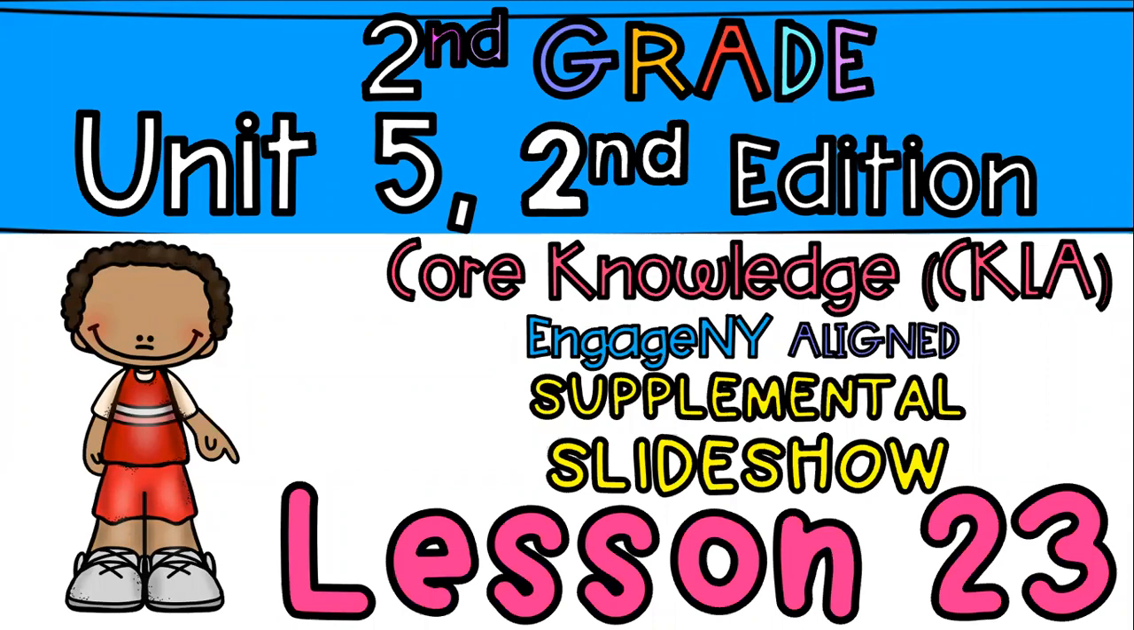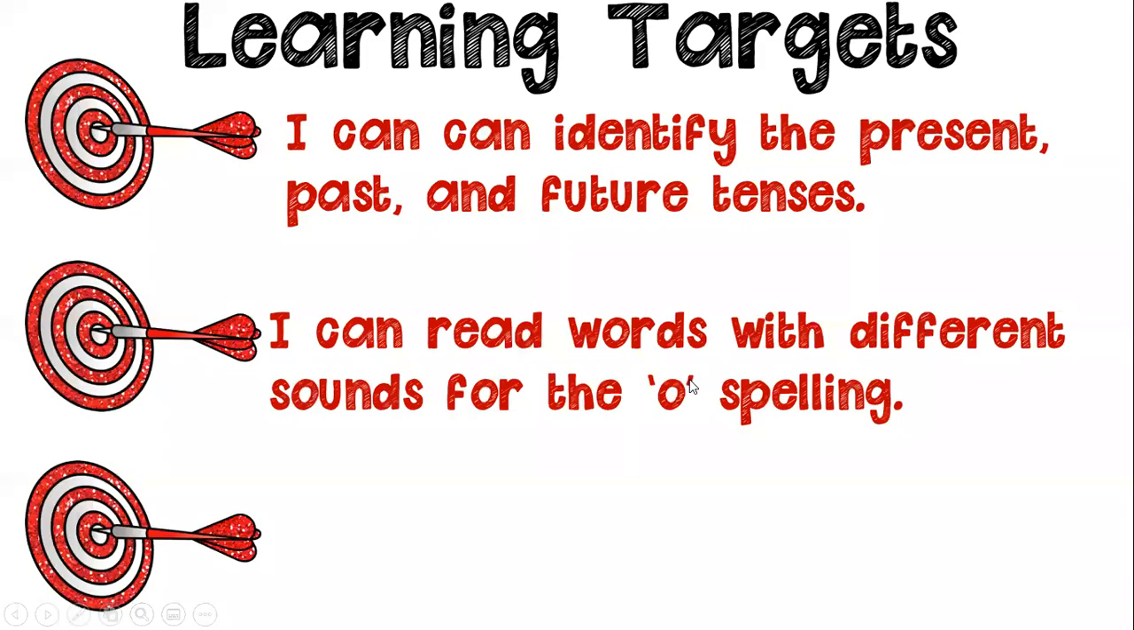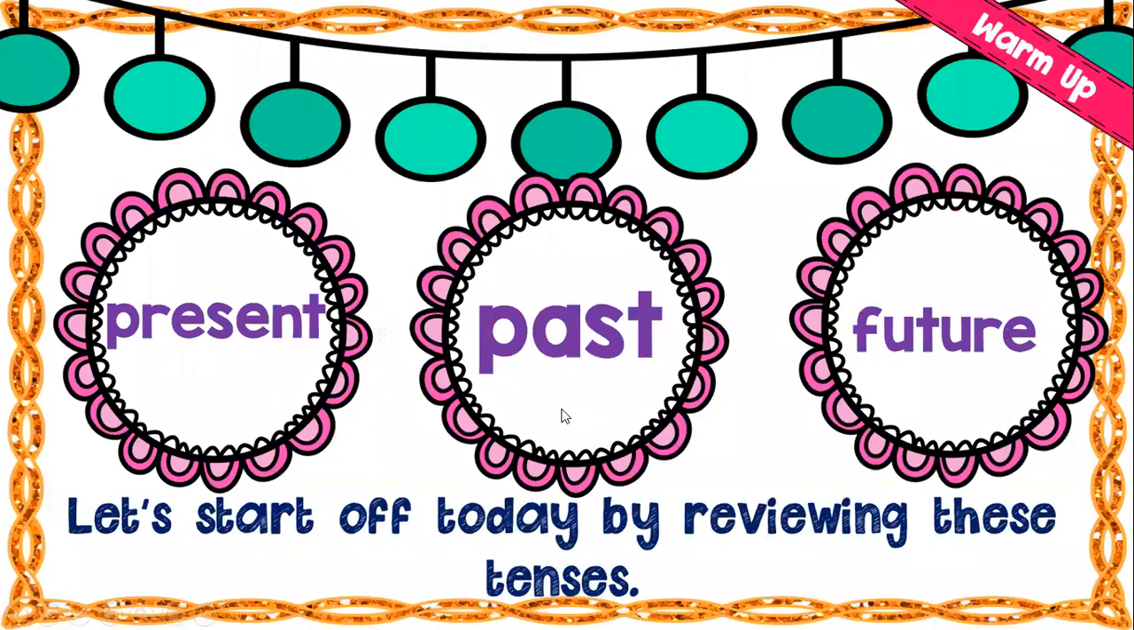Welcome to Unit 5, Lesson 23 of Skills. Today we're going to look at present, past, and future tense verbs. And we're going to look at the tricky spelling for the letter O. So all the different sounds that letter O can make.